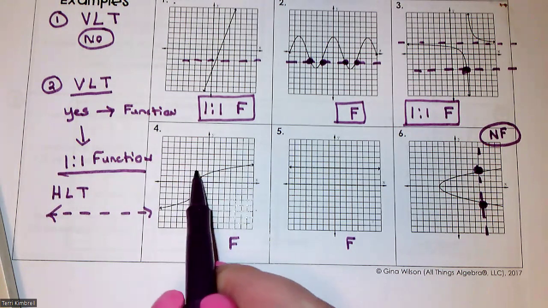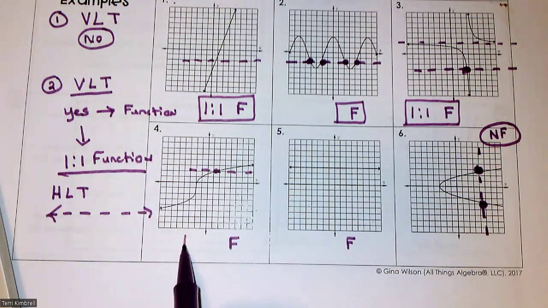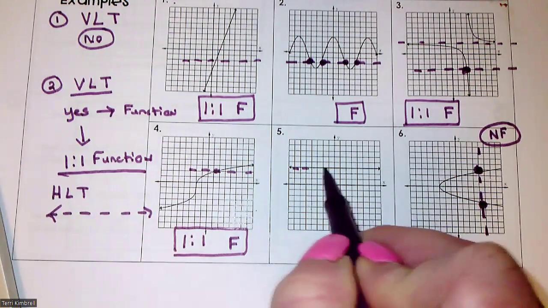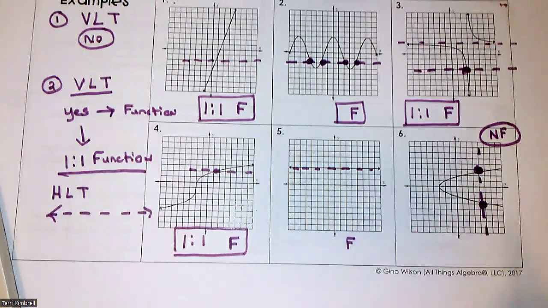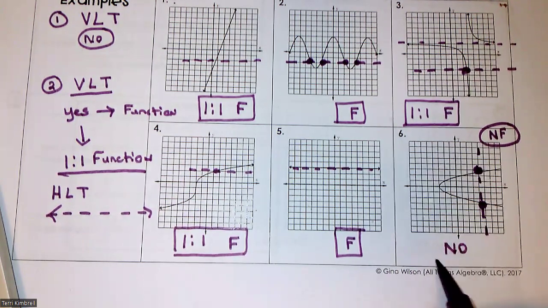Okay, doing the horizontal line test here would only touch one point as well. So this one is a 1 to 1 function. Doing the horizontal line on a horizontal line, it's going to touch every single point. So it's definitely not 1 to 1. And if it is not a function, it's definitely not going to be 1 to 1.